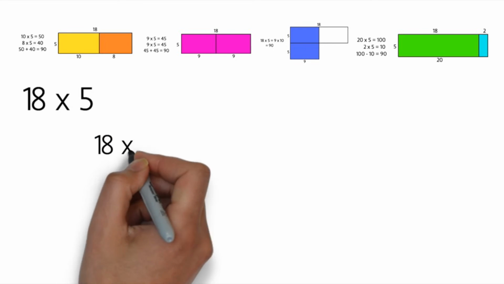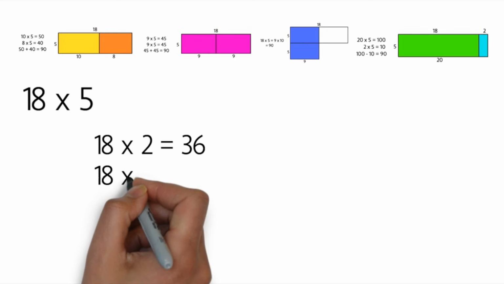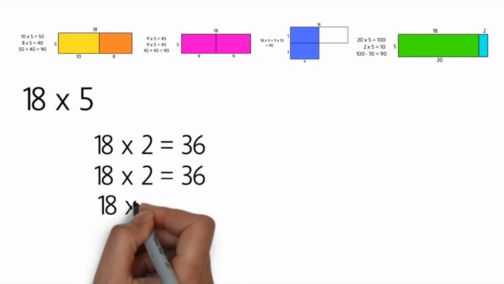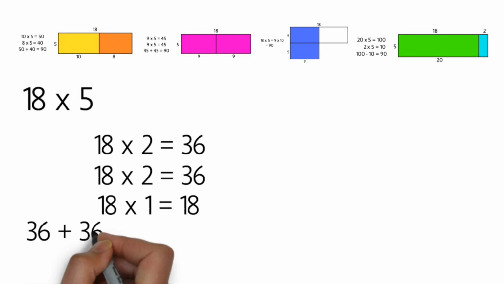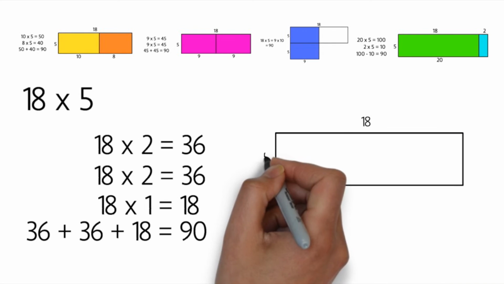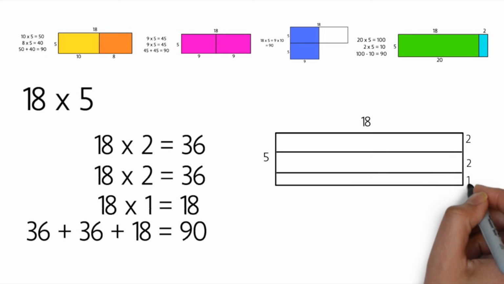Another way, a fifth way of solving it, is not to think of 5 18s, but to break that up and to think of 2 18s are 36, and then we have another 2 18s are 36, and add on a single 18 to give us 90. And that visual looks a little different to our others. So if we have our 18 times 5 rectangle, this time we've broken up the 5 into a 2, a 2, and a 1.